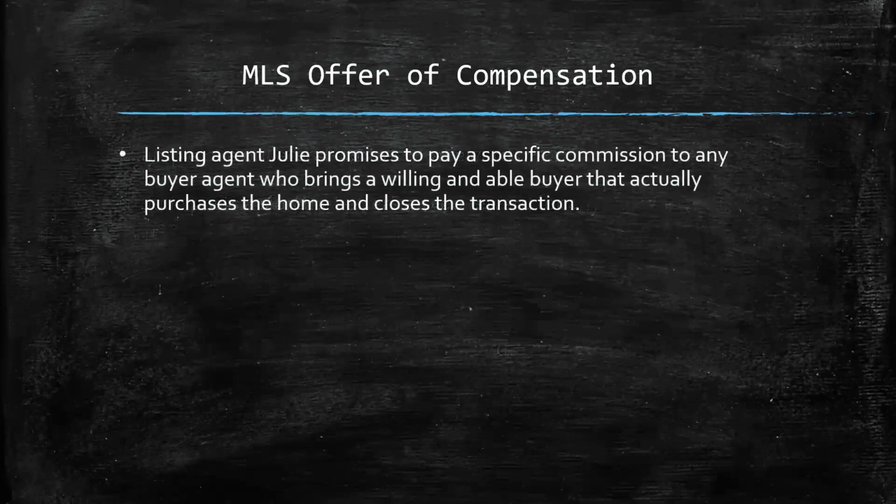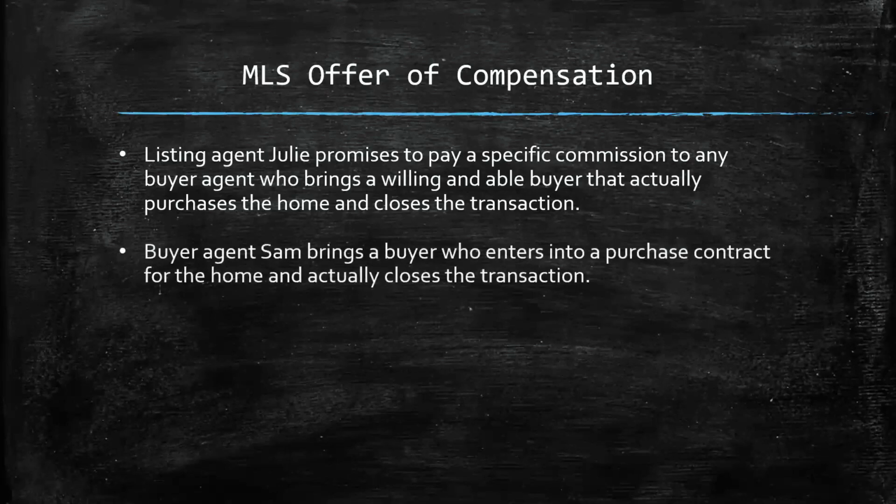Well, now let's look at it in the context of a real estate transaction. Listing agent Julie promises to pay a specific commission to any buyer's agent who brings a willing and able buyer that actually purchases the home and closes the transaction. And she makes that offer by writing in a specific number in the MLS Offer of Compensation field, and it shows up on the MLS report.